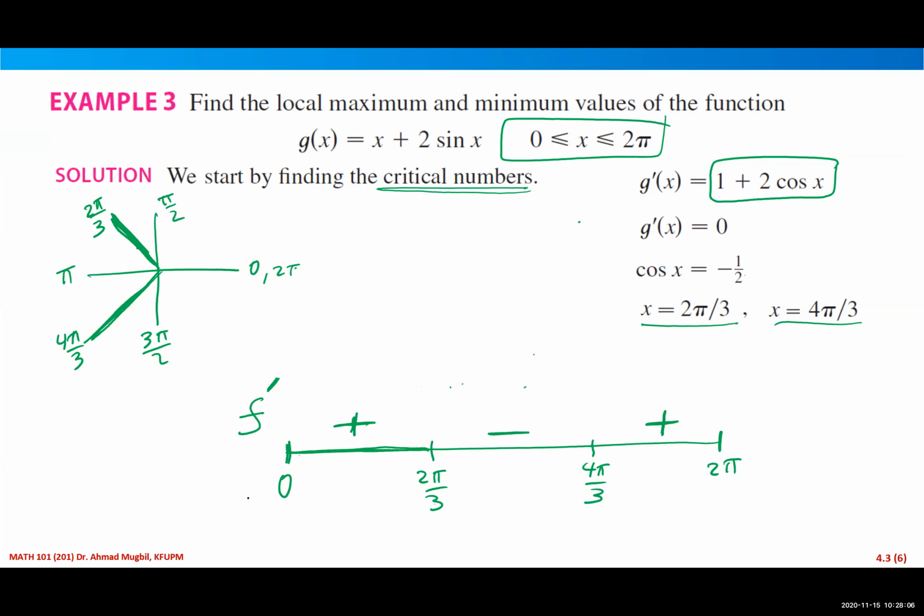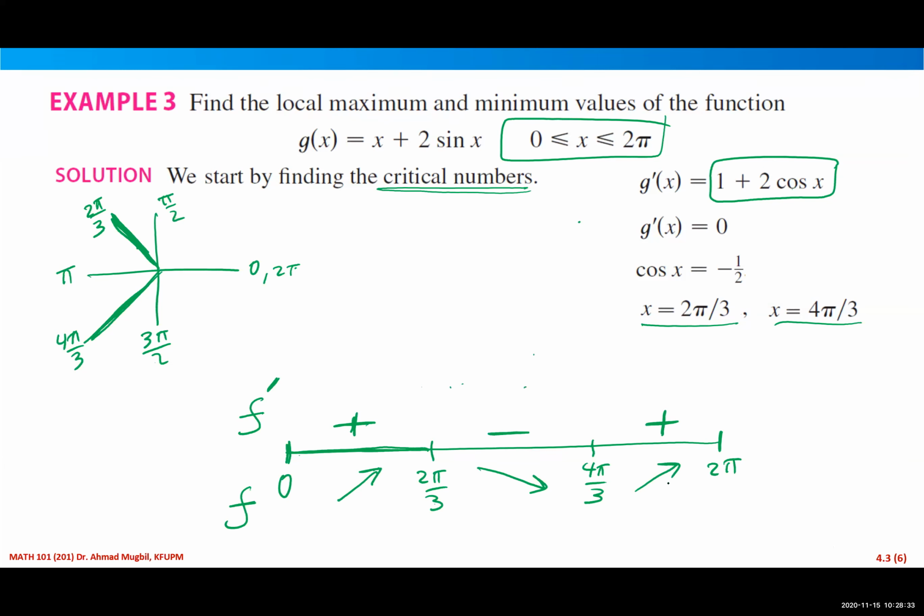Now, the function itself, will it be increasing or decreasing in this interval? Increasing. In this interval, it will be decreasing. So you can also write here I, which means increasing, or D, which means decreasing. It is up to you. But I prefer to use these rows to mention that it is increasing or decreasing.